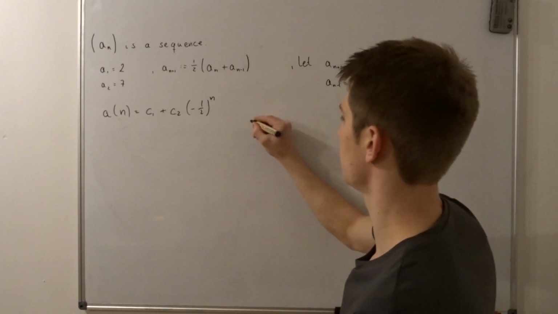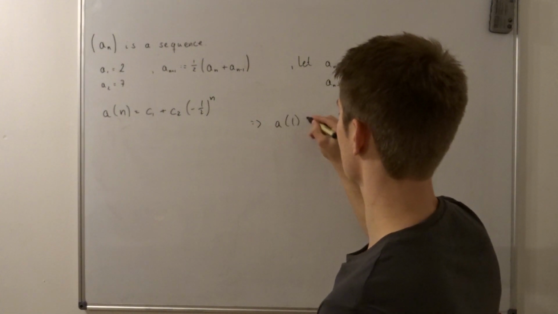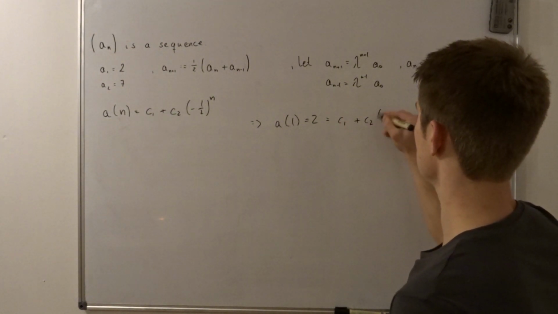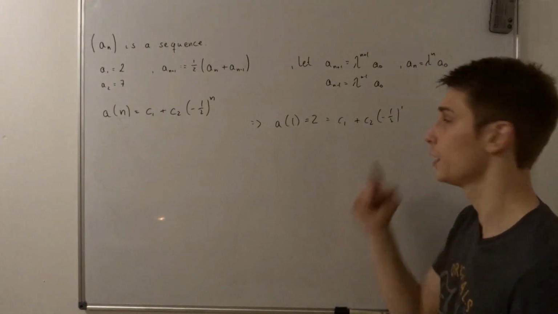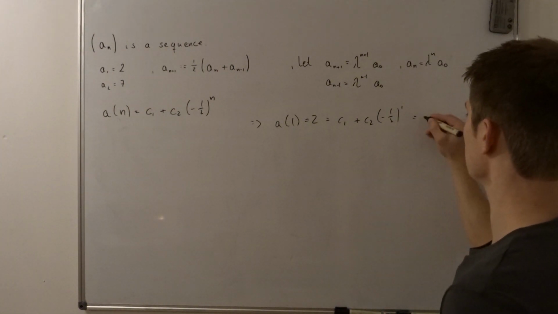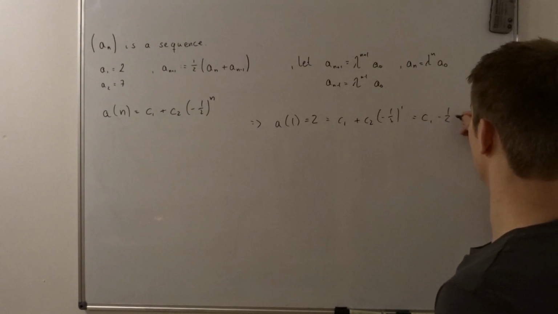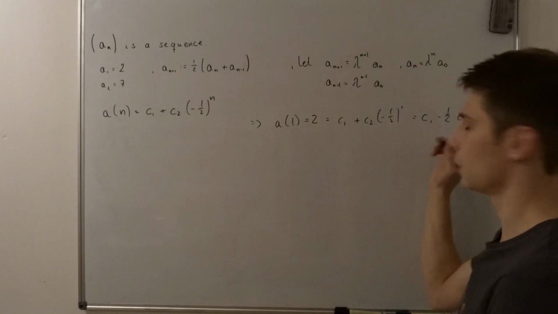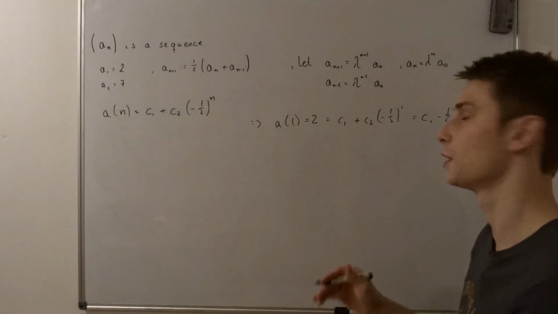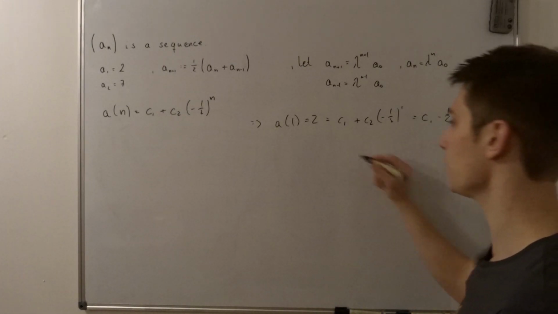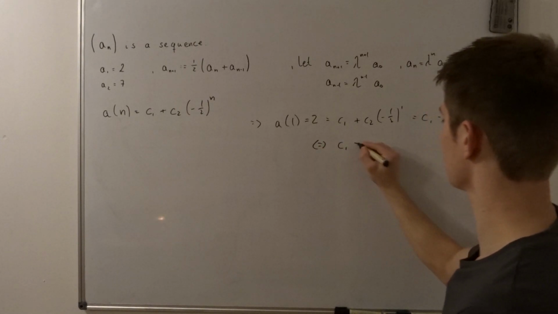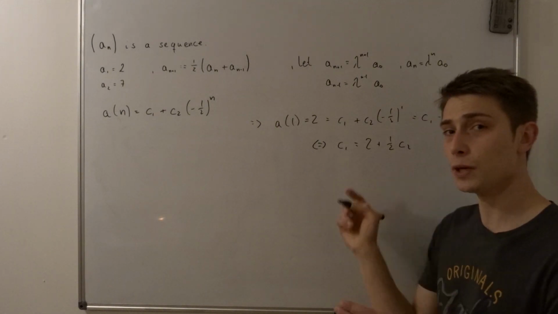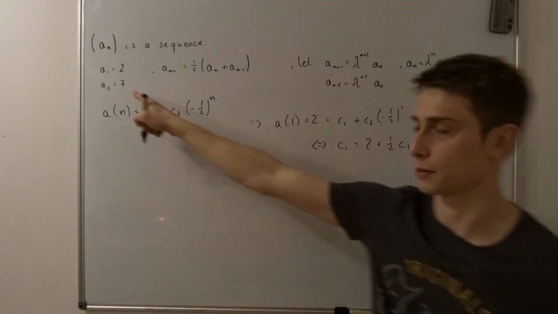So we can plug all of this in. That means that a of 1 equals 2. And a of 1 is nothing else than c1 plus c2 times minus 1/2 to the first power. And that's just minus 1/2. So we end up with c1 minus 1/2 c2. Okay, and now we can bring one constant to the other side and isolate one constant. So let's go for c1. That would mean that c1 does equal 2 plus 1/2 c2. And now we can plug our c1 into our second initial condition.